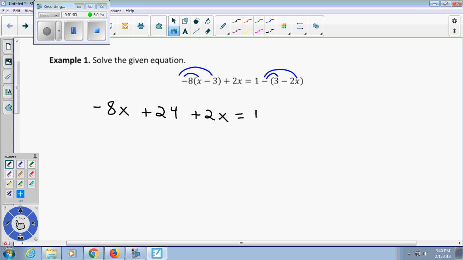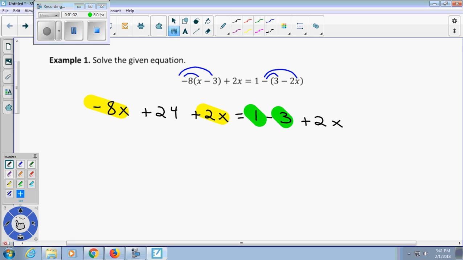And when you subtract something in parentheses, it just changes the sign of everything inside the parentheses. So it's going to be a -3, but a +2x. So first, get rid of the parentheses by distributing. Now I'll look through both sides and try to combine some like terms. Here I have a -8x and a +2x. And on the right side, I have a 1 and a -3, which I can combine, but nothing else beyond this.